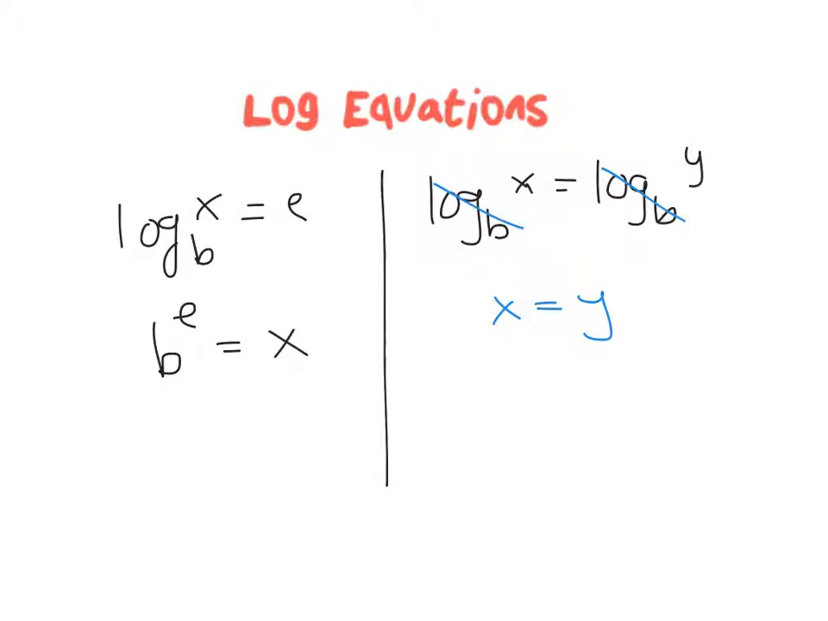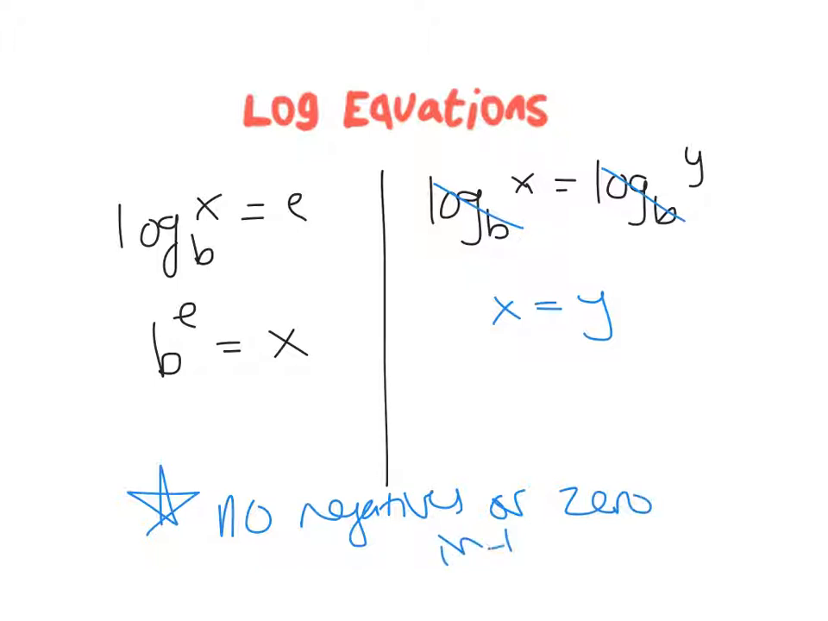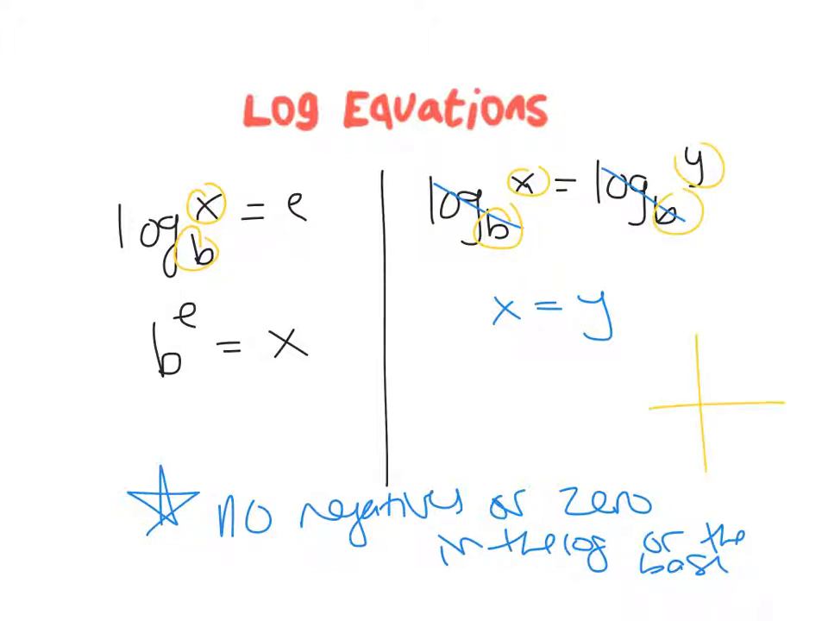The only thing that is important is that you cannot have negatives or the number 0 in the log or the base. So that means that the base or the inside of the log cannot be 0 or negative. And that is because the graph of a log looks like this, and it will never cross this vertical asymptote and go to 0 or the negative numbers.